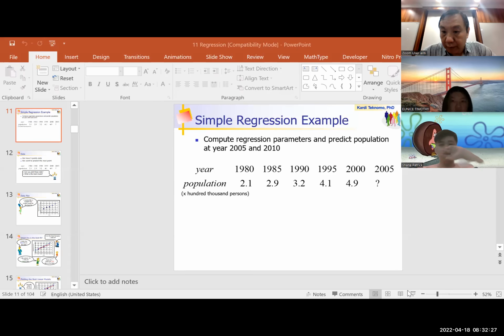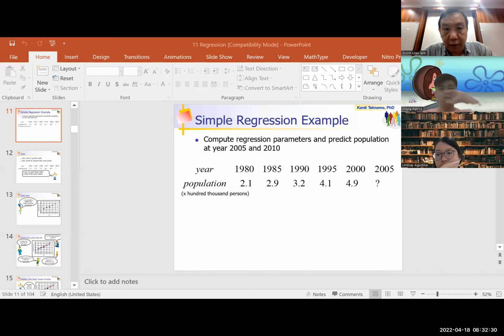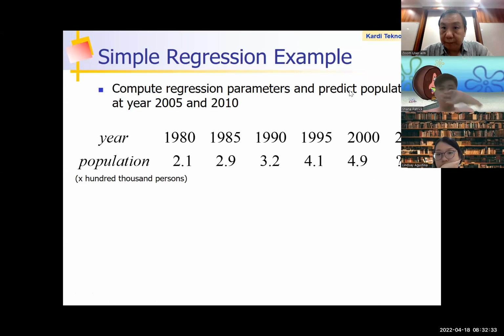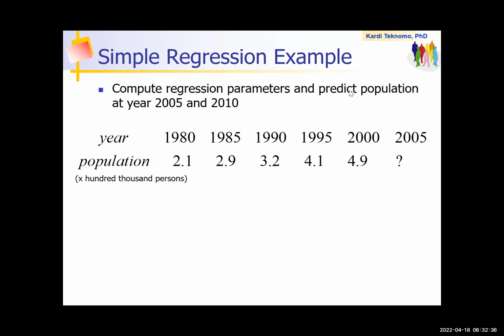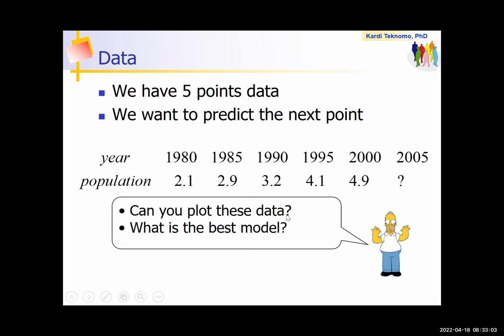Okay, so we suppose we have this kind of data. We would like to predict the population in the years 2005 and 2010, if we have data from the 1980s until 2000. So we have how many data? 1, 2, 3, 4, 5. 5 data points of population in hundreds of thousand persons, so a small town here. Of course, we have 5 data points, so we want to predict the next point.